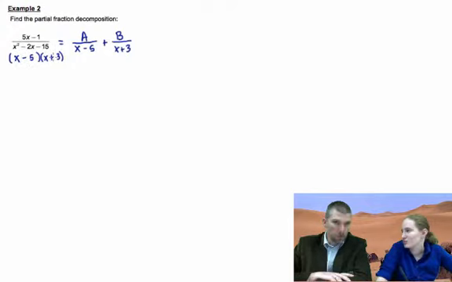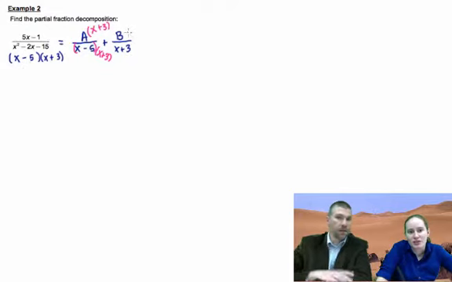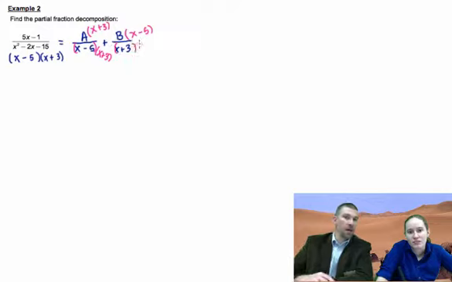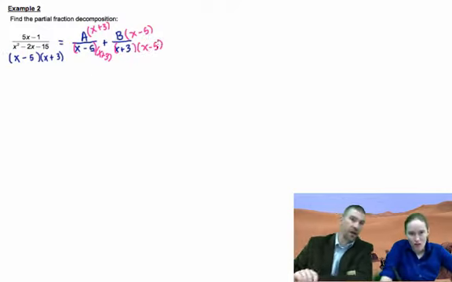It's missing x plus 3. So we're going to multiply the top and the bottom by x plus 3. And then this one needs an x minus 5. So that way we can add them up. Because you can't add fractions unless the denominators match.